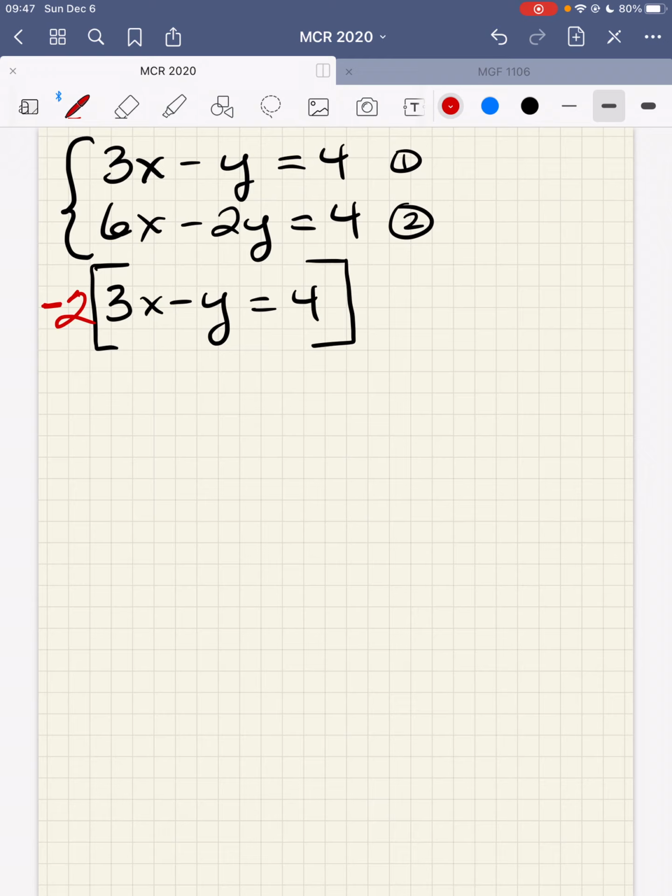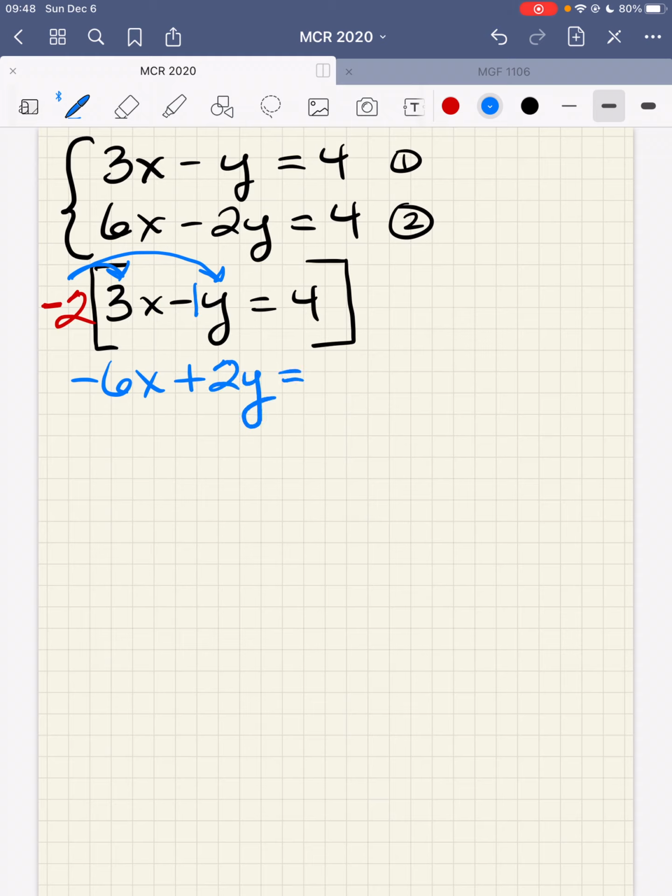And then we're basically distributing all the way through. So I have -2 times 3x, which gives me -6x. I have -2 times -y. A negative times negative is a plus. And 2 times my little invisible 1 there is just 2.